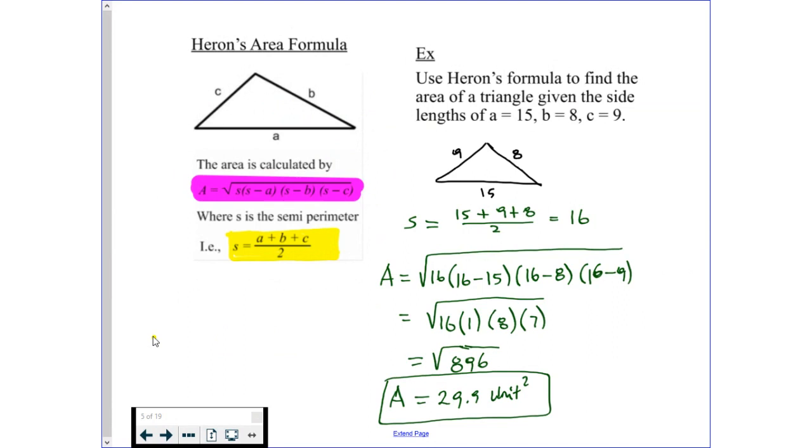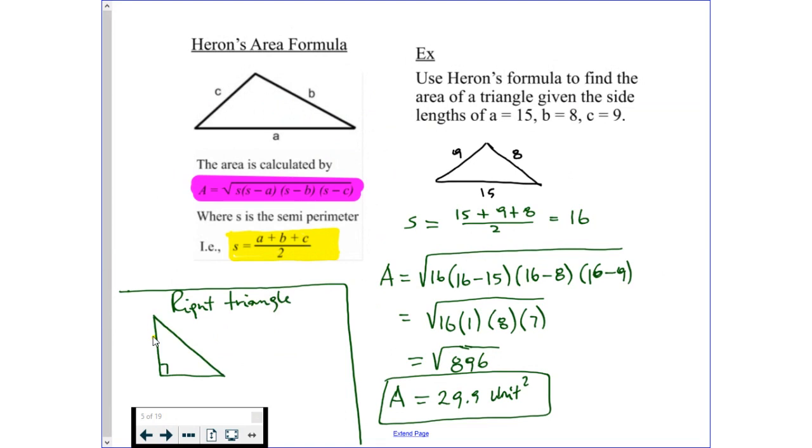So that's how you find area of a triangle if you know all the three sides. If you have a right triangle like this, this would be the base, this would be the altitude. So area is half h times b. Okay. So it's the same thing, but the altitude would be one of the legs.